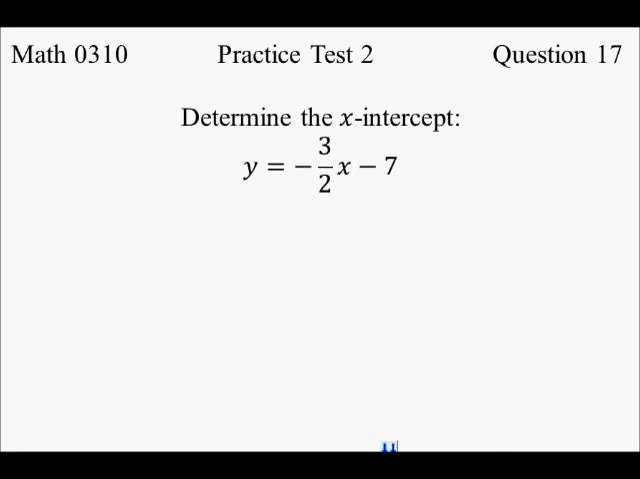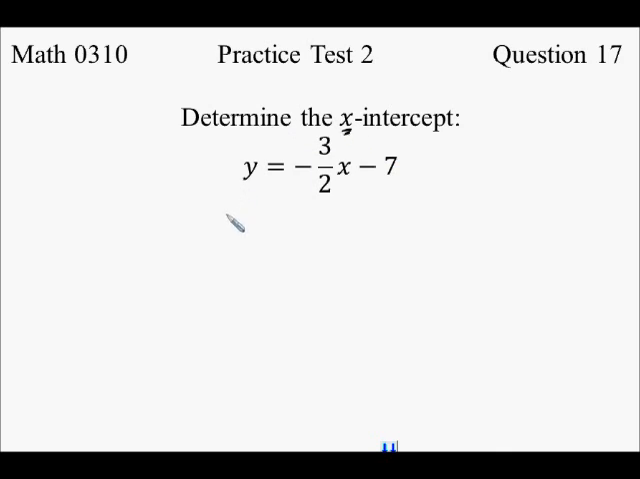Question 17 says determine the x-intercept from the equation y equals negative 3 halves x minus 7. So we want to be careful here that we don't read this as y-intercept. If we read this as y-intercept, we'd look at this equation and say, well, this is b here and it's negative 7, and we might answer that it must have some sort of coordinate that has negative 7 in it. So we want to make sure that we see that this is x-intercept here.